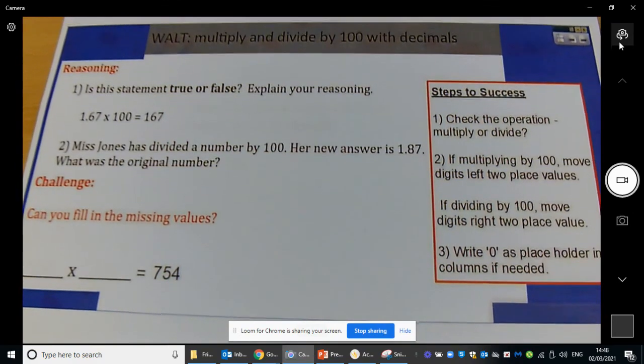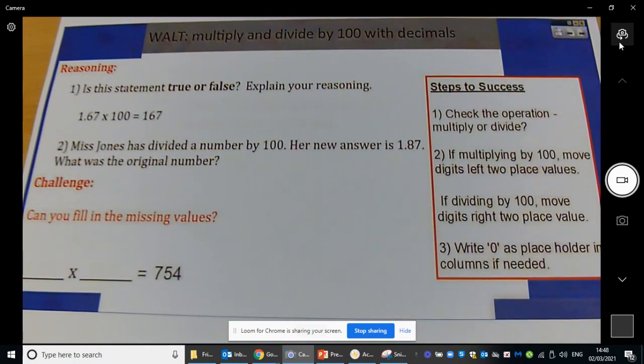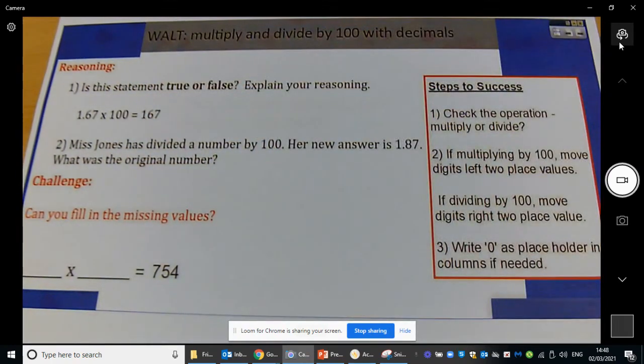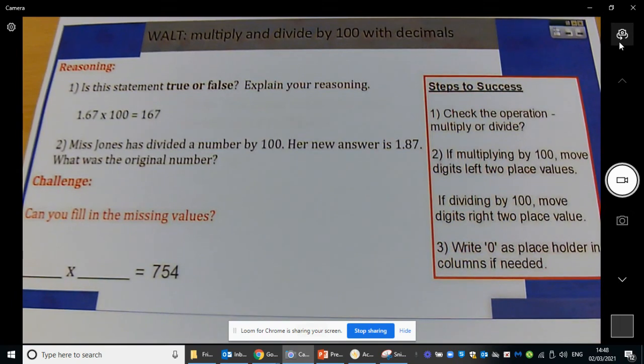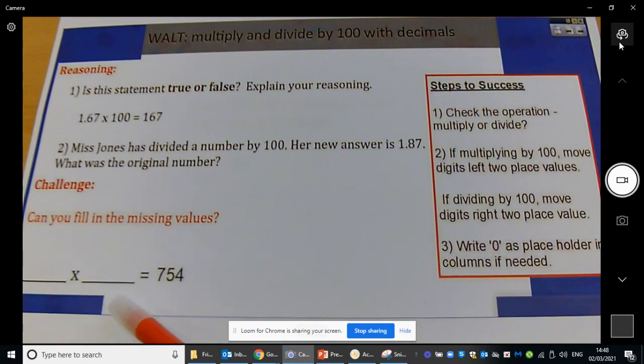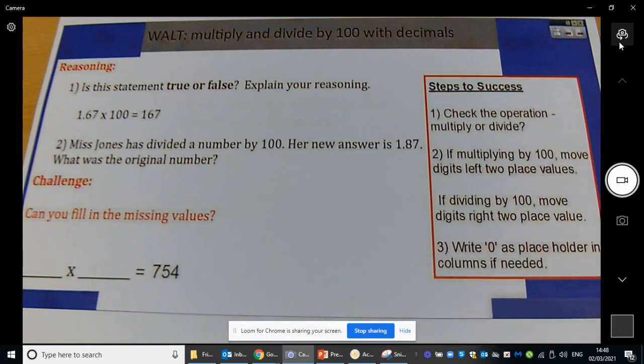So, for your reasoning and your challenge, your reasoning, firstly, can you explain, is this statement true or false? 1.67 times 100 equals 167. Then, Miss Jones has divided a number by 100. Her new answer is 1.87. What was her original number? And then finally, what two numbers multiplied together equals 754? Thinking about what our WALT is of dividing and multiplying by hundreds with decimals. Okay, so pause the video now. Give the reasoning and the challenge a go.